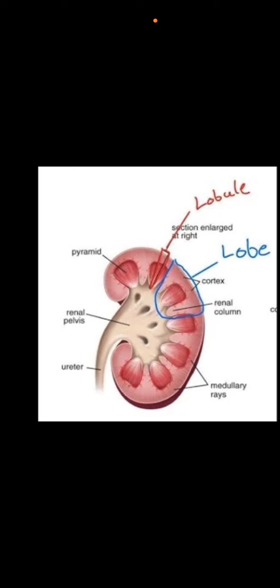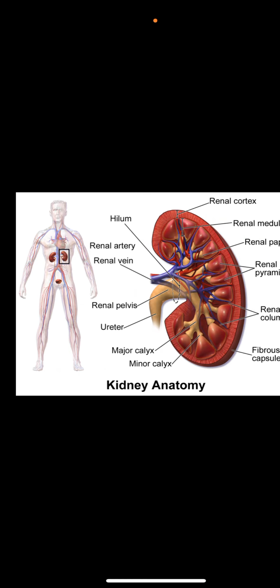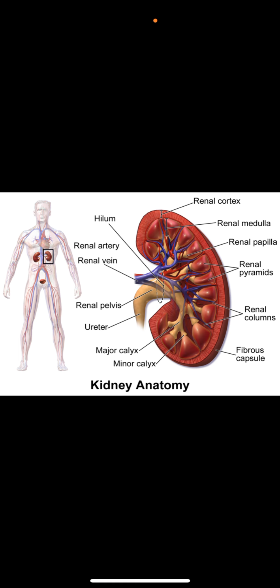Urine formed in the kidneys flows into small cup-like structures called the minor calyces, which merge into the major calyces and then into the renal pelvis, a funnel-shaped structure that collects the urine before it enters the ureter.